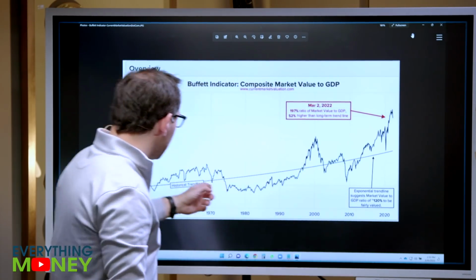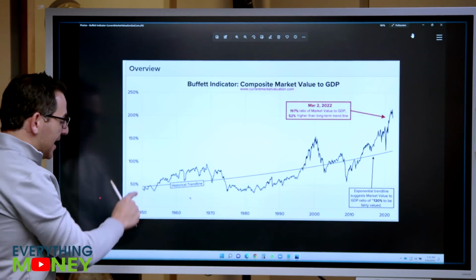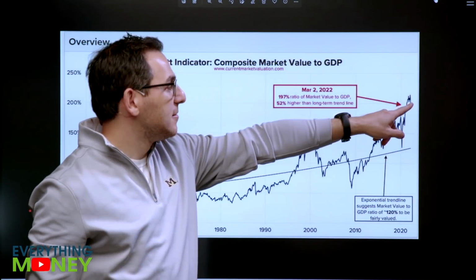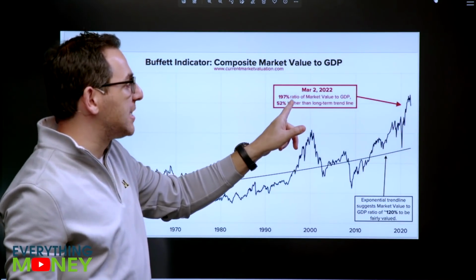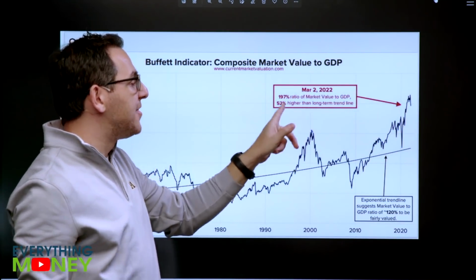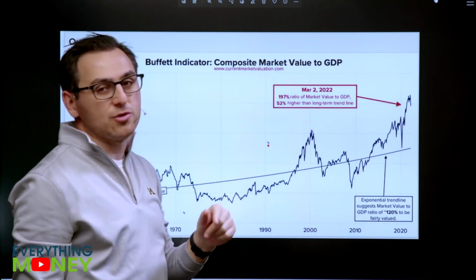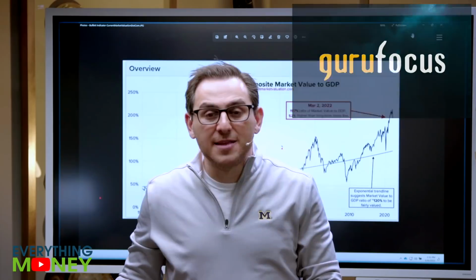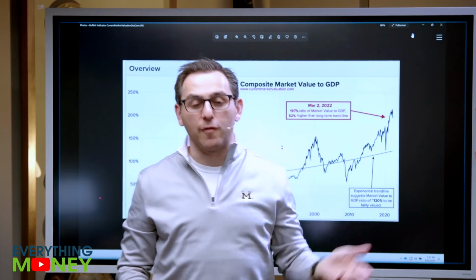So here's a chart going back to 1950 of this. This is the trend line, and this is where we stand, at a 197% ratio of market to GDP. This says 52% higher than the long-term trend line. I've seen other websites like GuruFocus that say we're 70+% over.